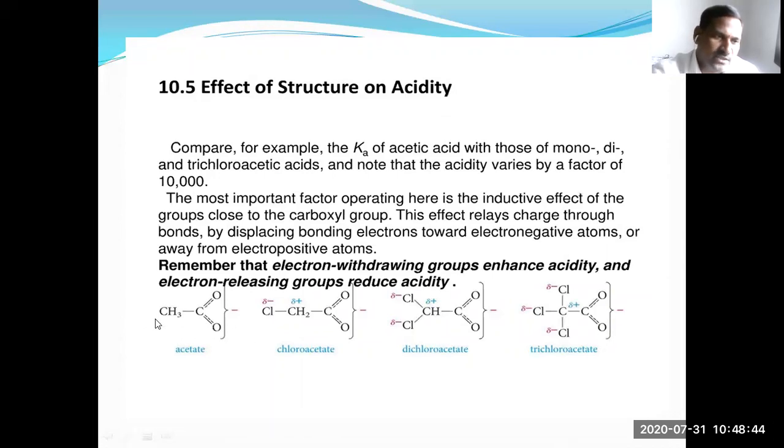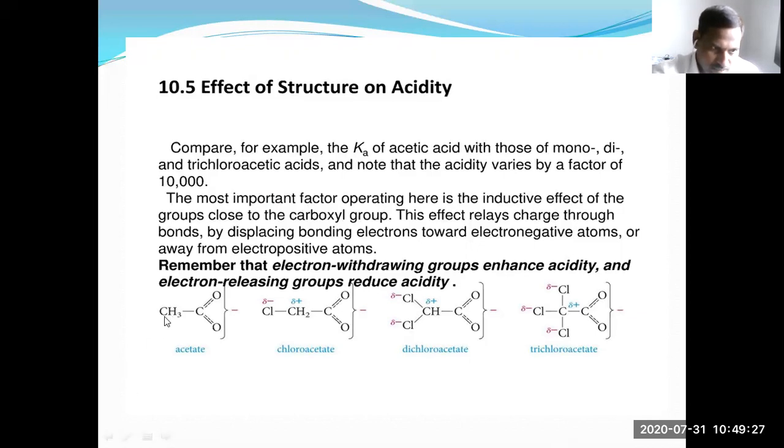Carboxylate ion attached with some electron withdrawing groups or electron releasing groups. Electron releasing groups decrease the acidity of carboxylate ion. So that means electron releasing groups decrease the acidity of carboxylic acids, whereas electron withdrawing groups increase the acidity of carboxylic acids.